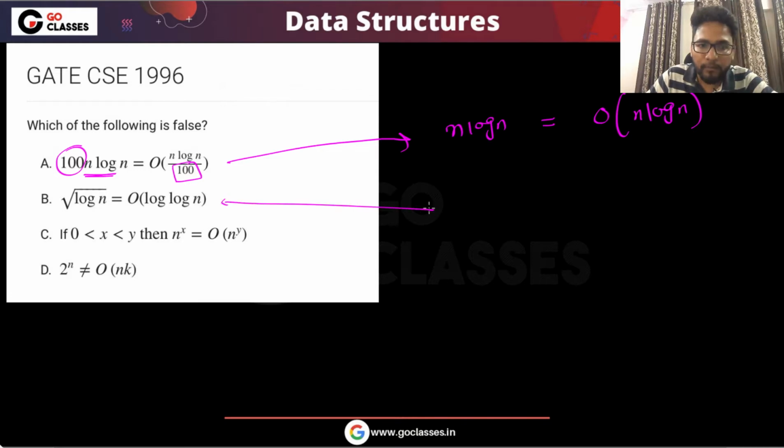What about B? B is saying log n. Both are using log n. So let me just put log n equal to k, right?